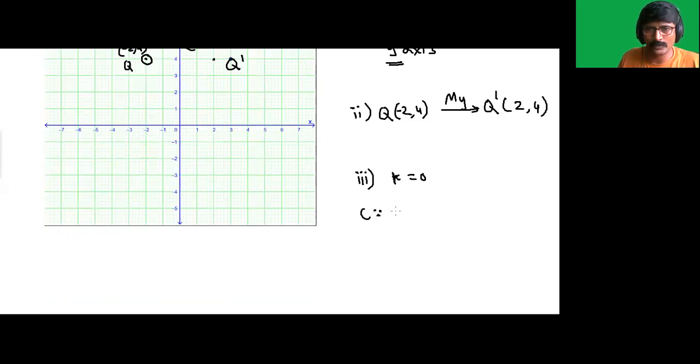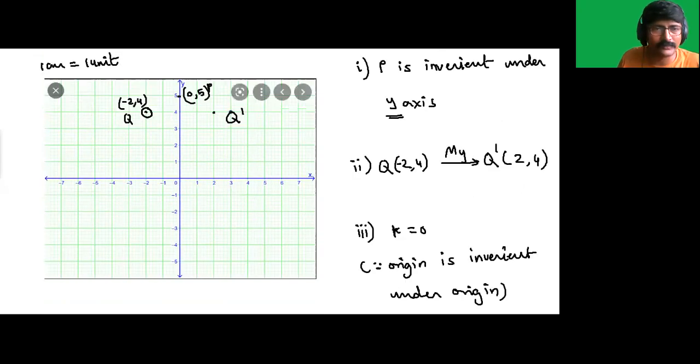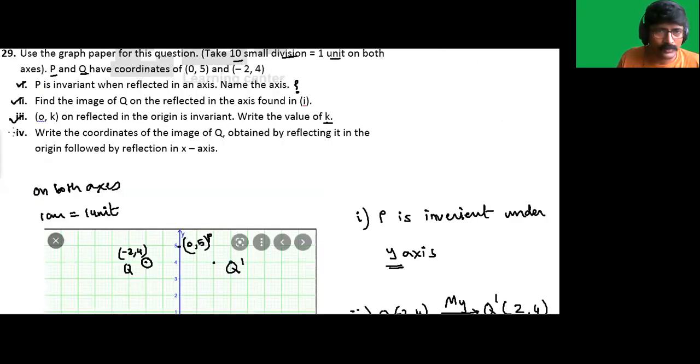Since origin is invariant under origin. I hope you get this, isn't it? Now let's read ahead with the fourth subpart. Okay, what is the fourth subpart?